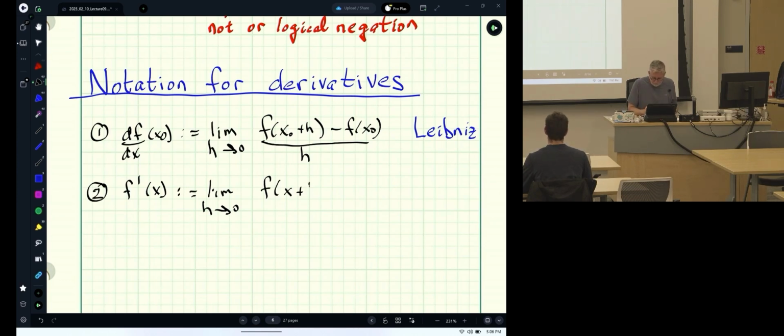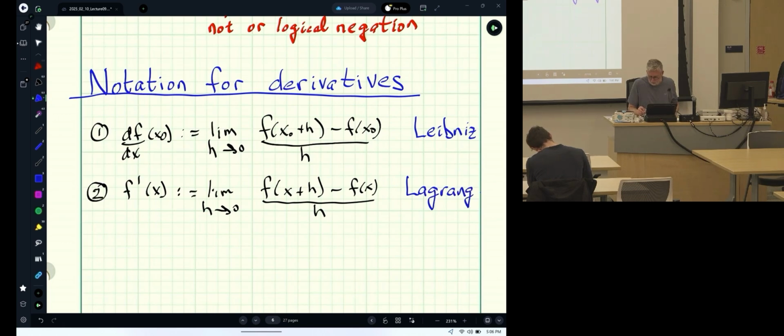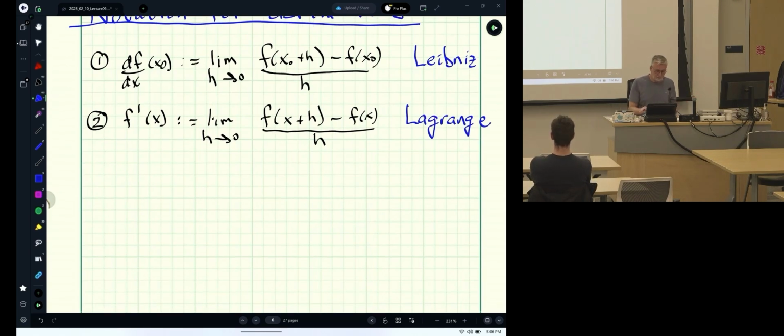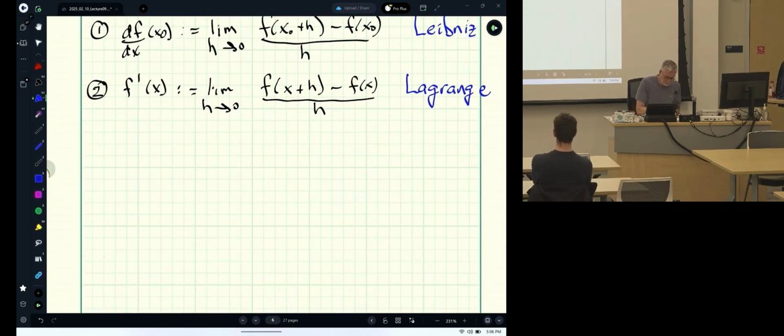Since I left off the x0, I'll write it like this. And this is due to Lagrange, as in Lagrange multipliers, Lagrangian dynamics, etc. And there'll be a third one that we'll use when we do differential equations. That's due to Newton. Okay, so that's how you do the first derivatives.